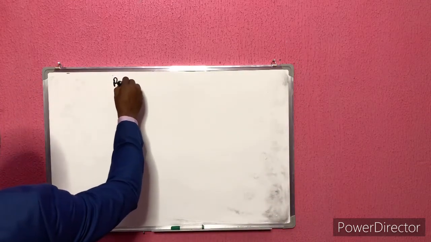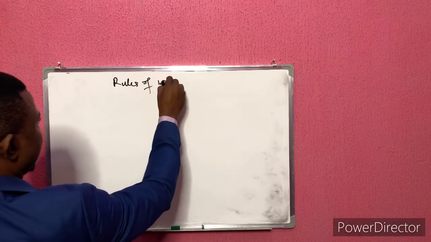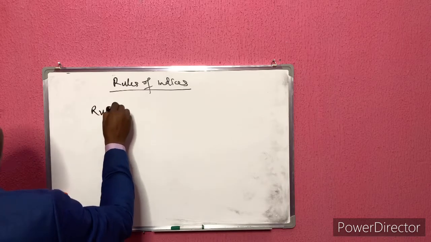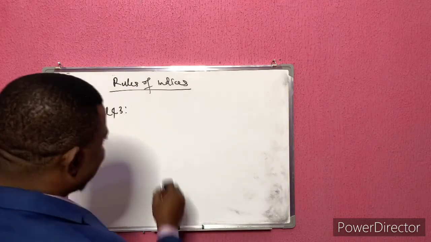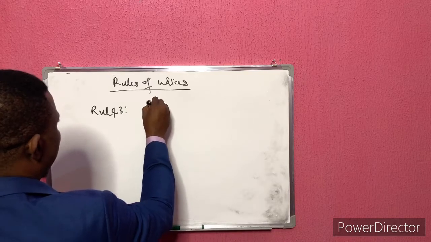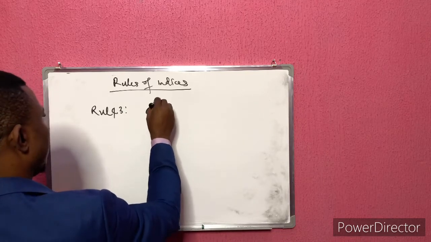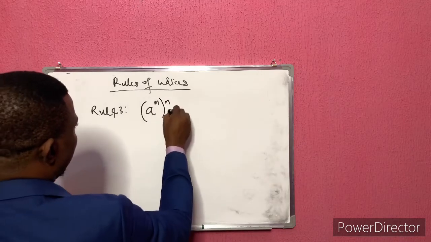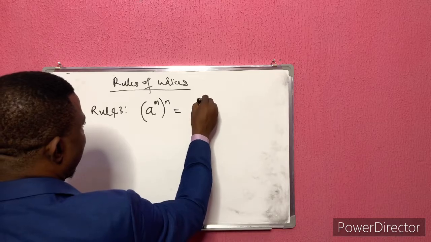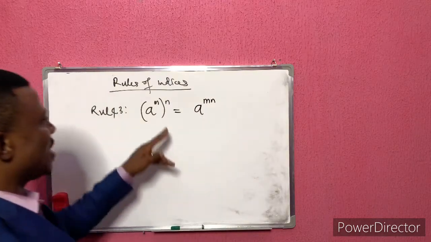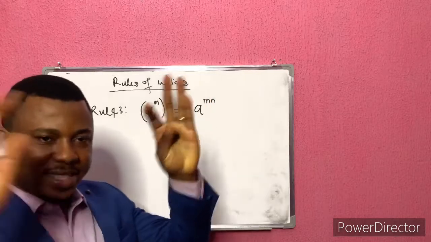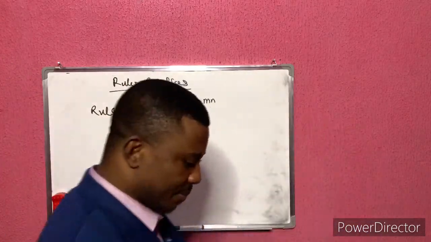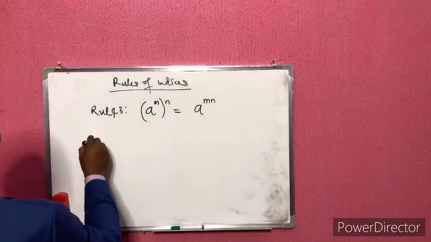Rule 3 of indices. Rule 3 says that a raised to the power m, bracket n, will give us a^(mn). That means that when the powers are multiplied, you multiply only the powers.